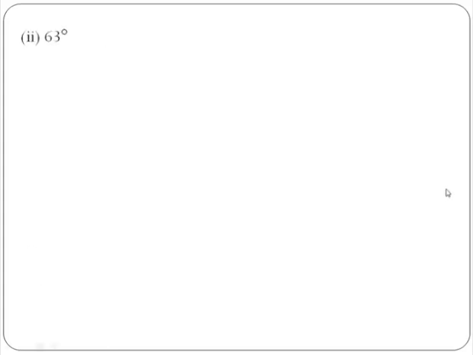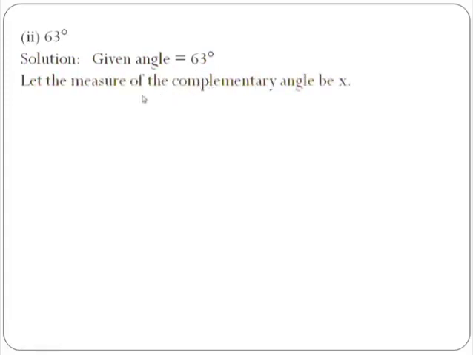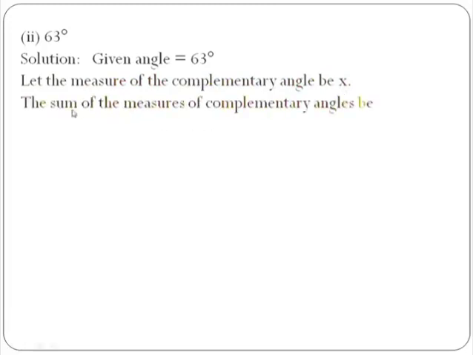Now example number 2, 63 degrees. Again we will repeat the same procedure. First we will write the given part, that is, given angle is 63 degrees. Now we will consider, let the measure of the complementary angle be x. Children, you can take any alphabet here instead of x. Now we will write the property. The sum of the measures of complementary angles is 90 degrees. Therefore we will get the equation 63 plus x is equal to 90.